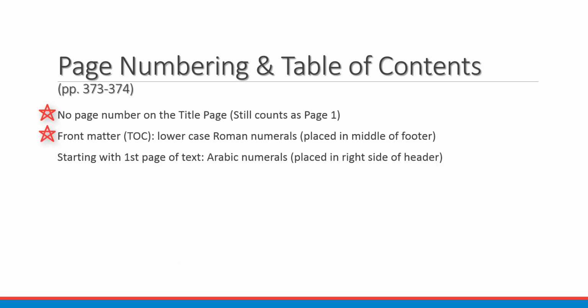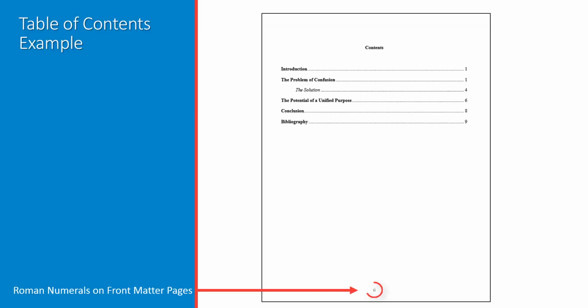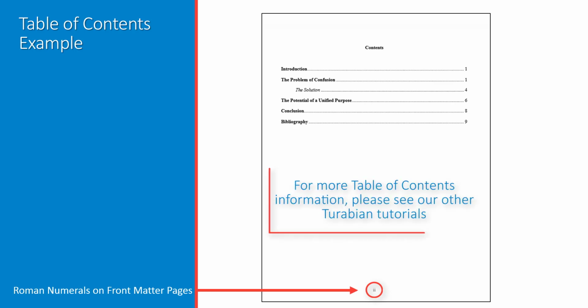All other front matter, including the table of contents, is numbered using Roman numerals and located at the footer of your page and centered. The first page of your front matter, immediately after the title page, is considered page number 2. Starting with the first page of your manuscript, your document will use Arabic numerals located in the header of your page and right justified. This page starts at number 1. Here is an example of the front matter pagination using the table of contents as an example. If you need assistance composing a table of contents in your manuscript, please see our other Turabian tutorial videos.